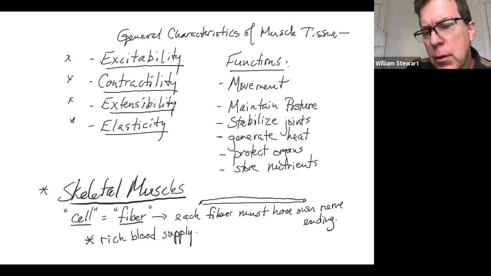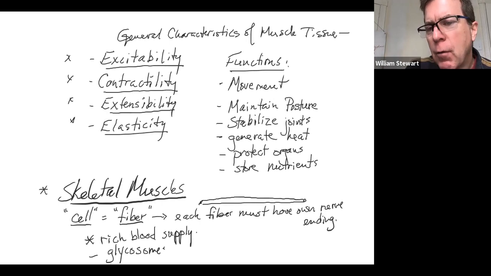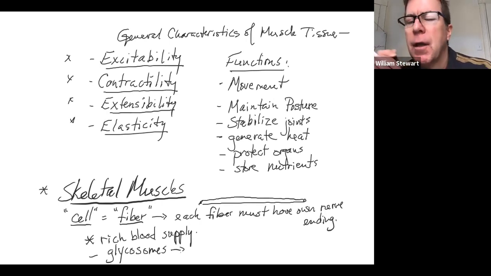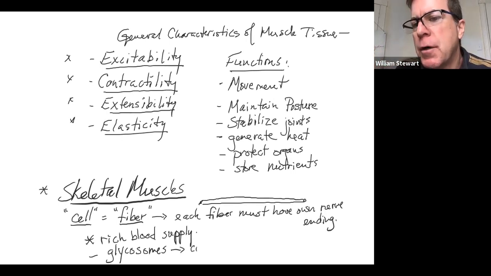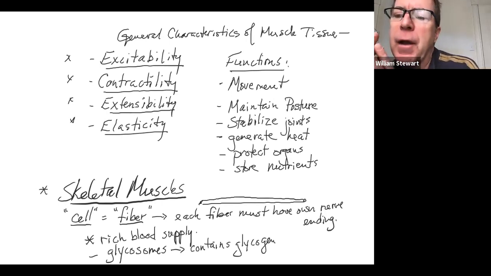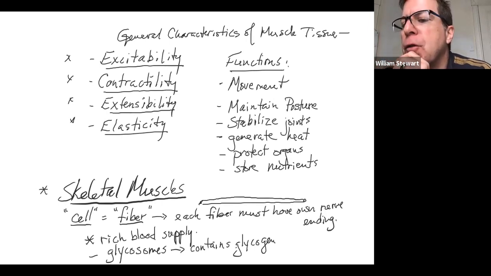There's also things called glycosomes within each muscle fiber cell. A glycosome is just a small organelle. It's like a granule inside of each cell that contains glycogen stores, which are energy storage. Glycogen, you should have learned what glycogen is back in Bio 1. If you have forgotten, glycogen is just a stored form of glucose.